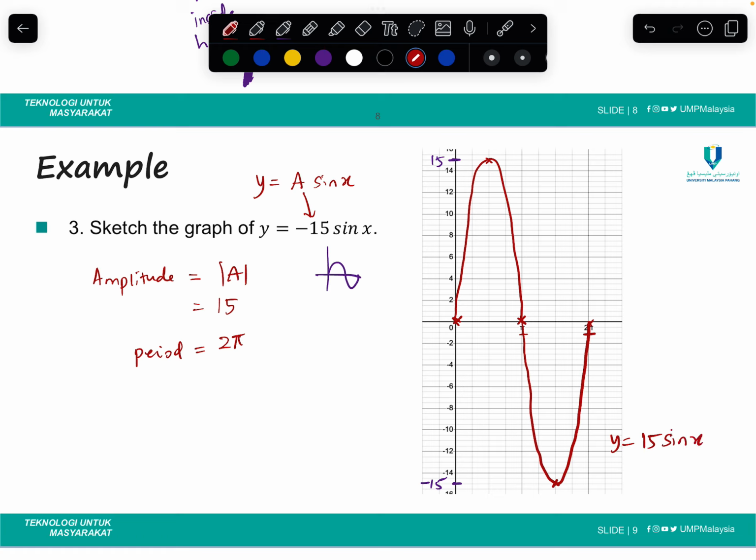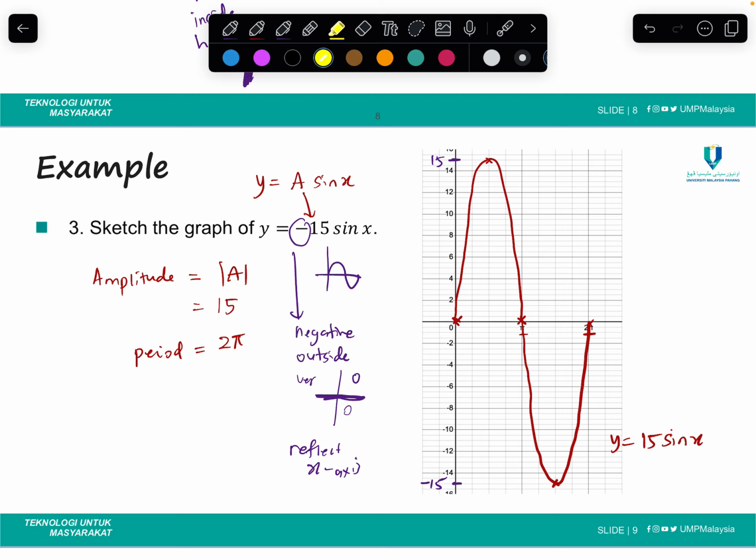At this stage, we ignore the negative value. We just sketch the basic function by ignoring the negative. Okay, now consider this negative value. The negative value is outside of the function. So when it is outside, we always remember vertical type, so it's up or down. It means that the reflection is about the x-axis.